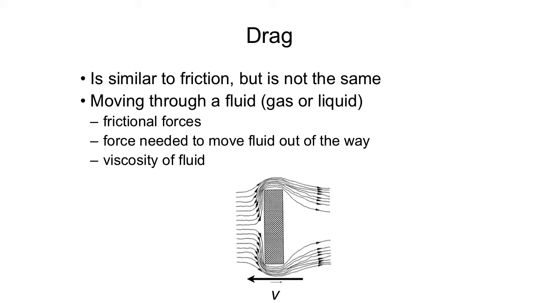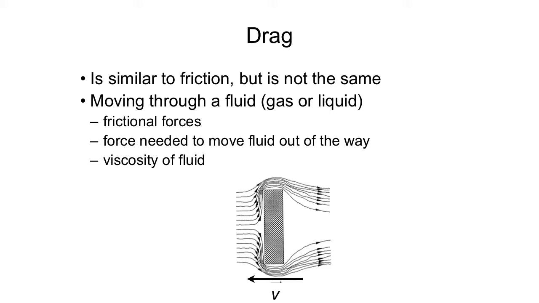There's force needed to basically push the fluid out of the way. So if I was looking at a block in water, these are little vector flows. The water would have to go up and over that block to actually get past. That requires extra force to push it up or down.